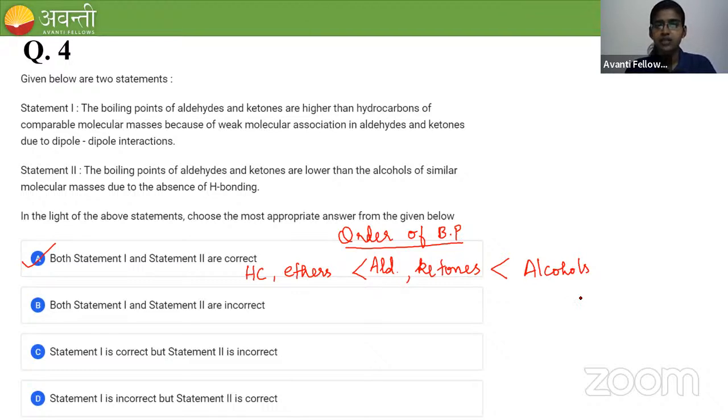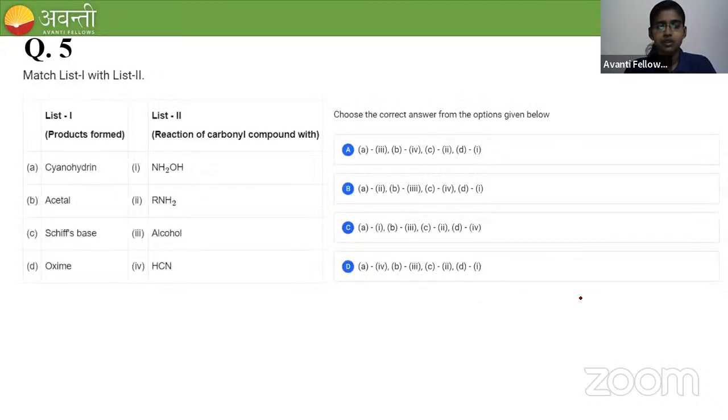So all these are the previous year's questions. Those are very important and they are easy also. You can solve it. So moving on to question number 5. You have to match list 1 with list 2. So cyanohydrin, acetal, and Schiff's base, oxime are given in list 1. That you have to match. I'll give you 30 seconds. This question is very easy. Just try the question and let me know the answer in the chat box.